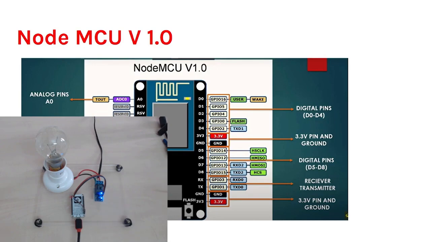Relays are used to control a 230-volt circuit. It acts as an open circuit as well as a closed circuit. If it is on, it will close the circuit. If it is off, it will open the circuit. So we have connected only a single channel relay, which is connected to D2.